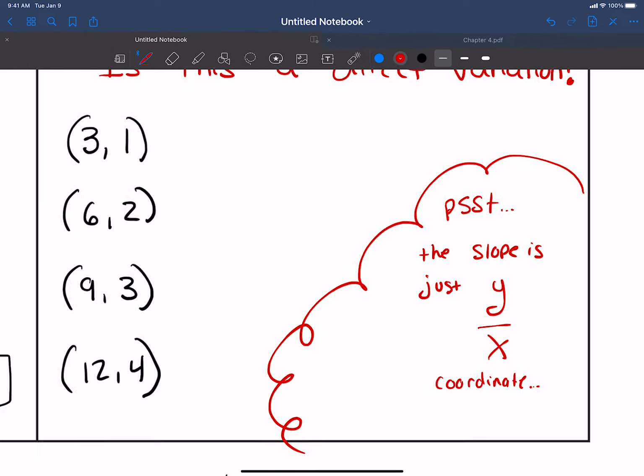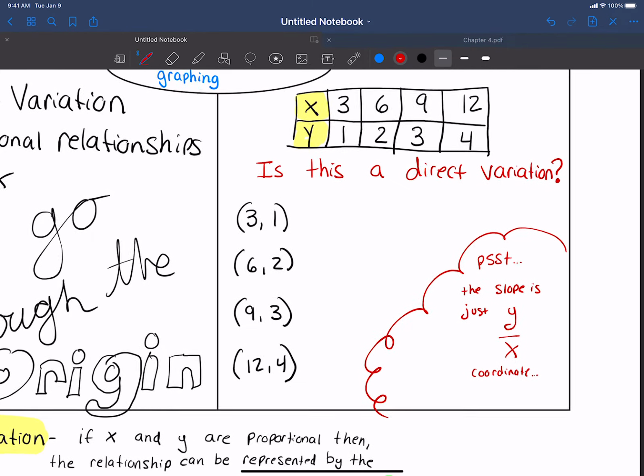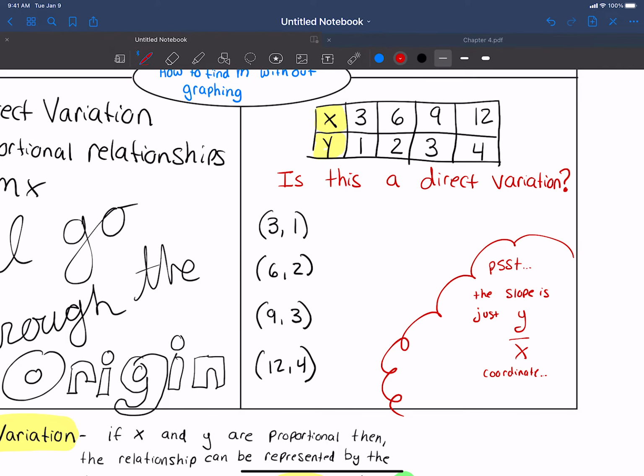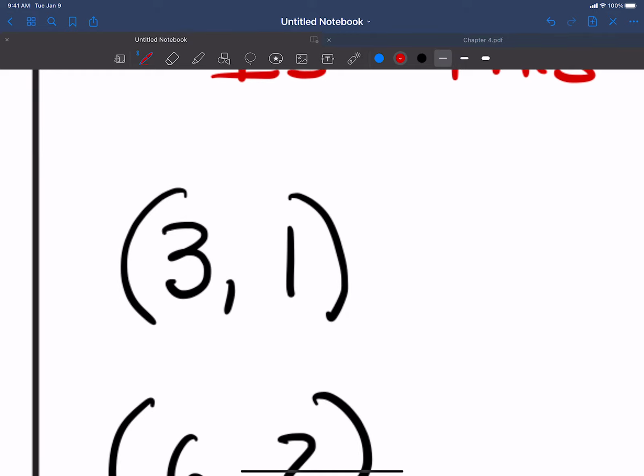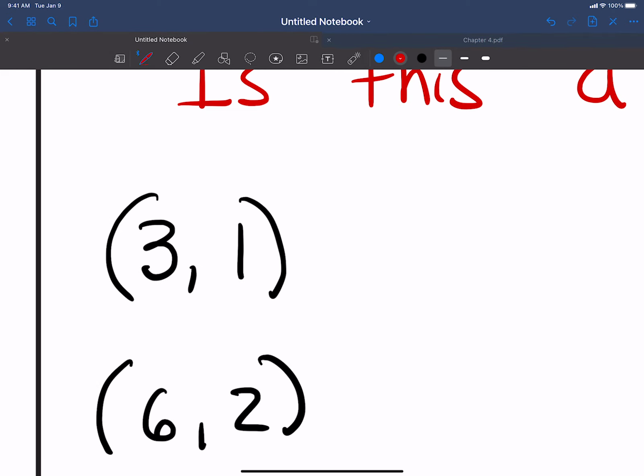Isn't that a nice little secret? Which means, do I have to go and plug everything in, do the math, divide by things, or do I just look at it? Redux. It's just the y over the x, right? Who's the y in 3 comma 1? 1. Who's the x? 3. What's the slope? Yeah, you did it.